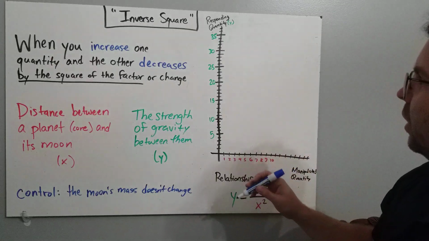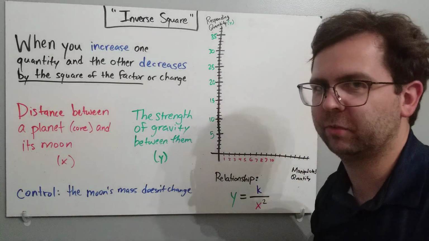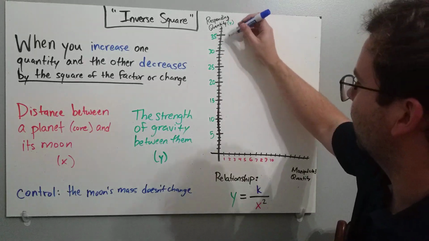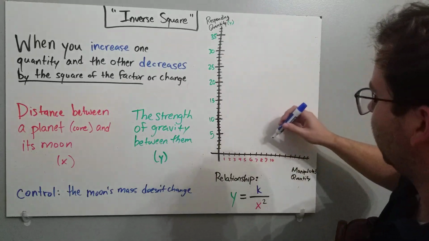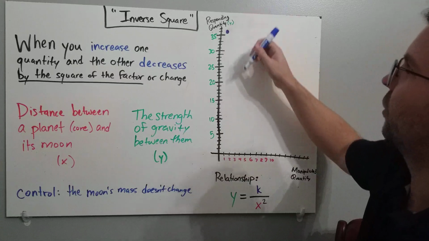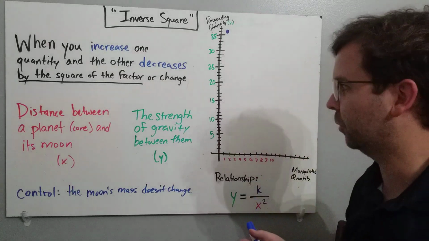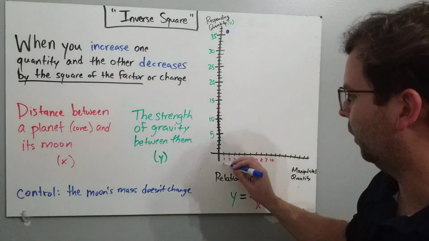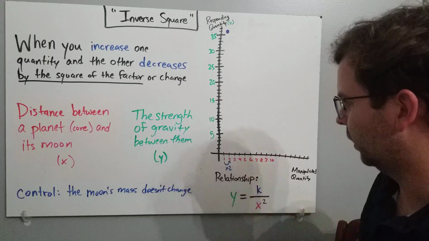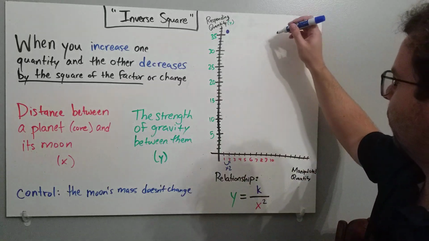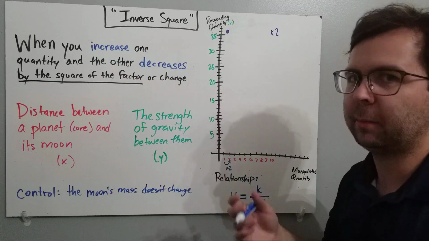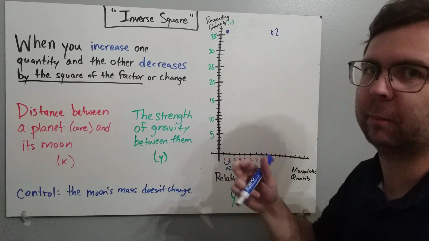Let's say we're going to start. I'm going to pick this number because it's a nice one to divide by. I'm going to start at a value of 36 up here. So for a manipulated quantity of 1, I'm going to start with a responding quantity of 36. I picked that on purpose because if I double my manipulated quantity from 1 to 2, for an inverse square relationship, I'm going to square that, so it's going to be 4, but I'm also going to invert it.